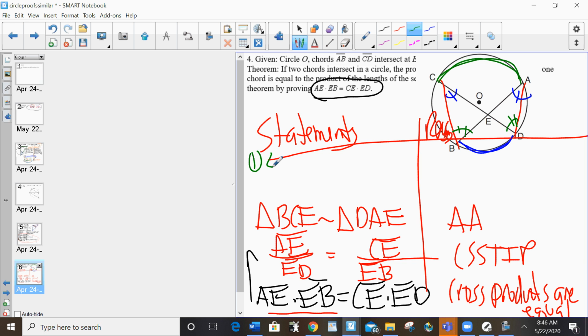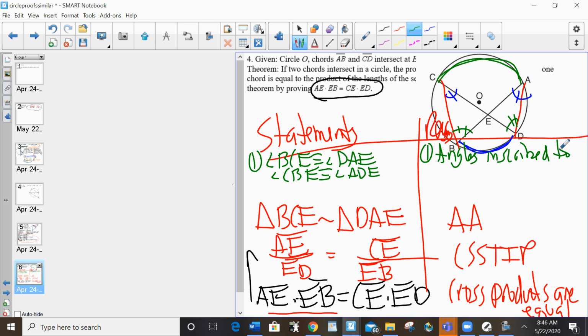So angle BCE is congruent to angle DAE, and angle CBE is congruent to angle ADE. Angles inscribed to the same arc are congruent. That's all I need.